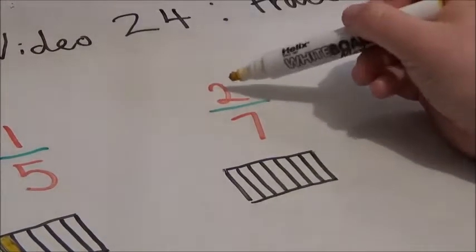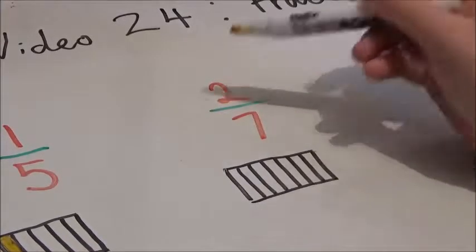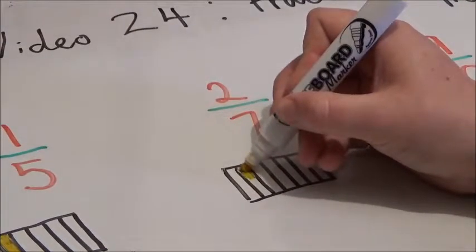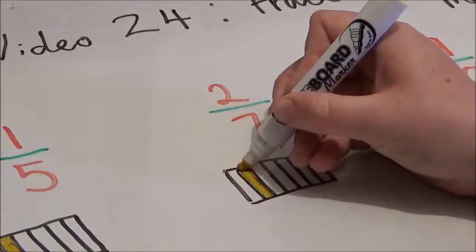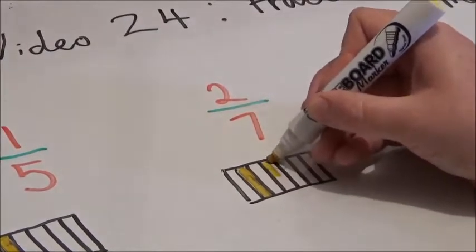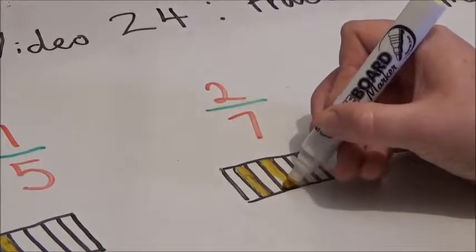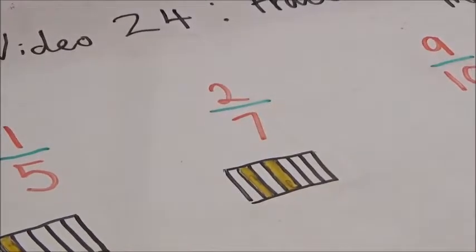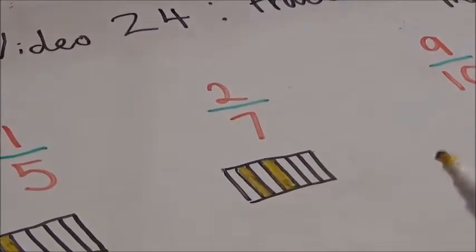And I'm going to be looking at 2 of those pieces because that's my numerator. And those pieces don't have to stick together. Sometimes they can. It's easier to compare fractions when they are. But I'm going to go a bit freestyle. And we're just going to have a look at 2 of those. Almost looks a bit like a B.